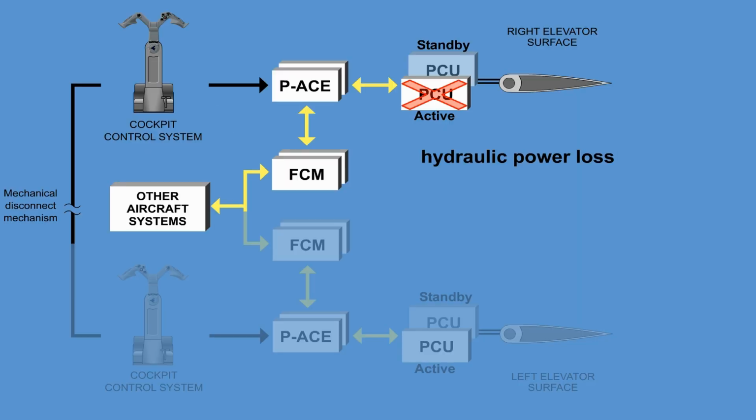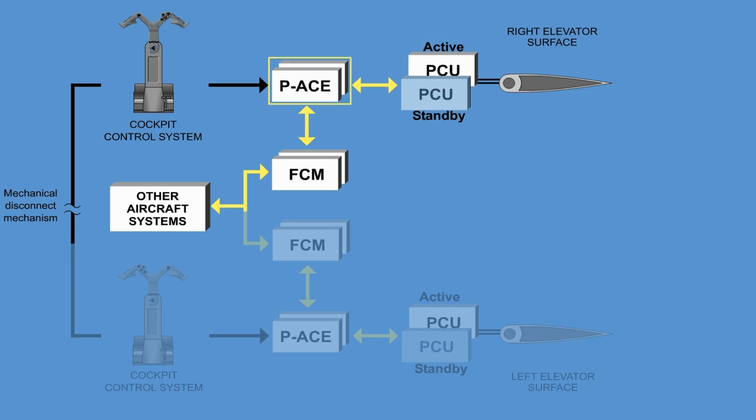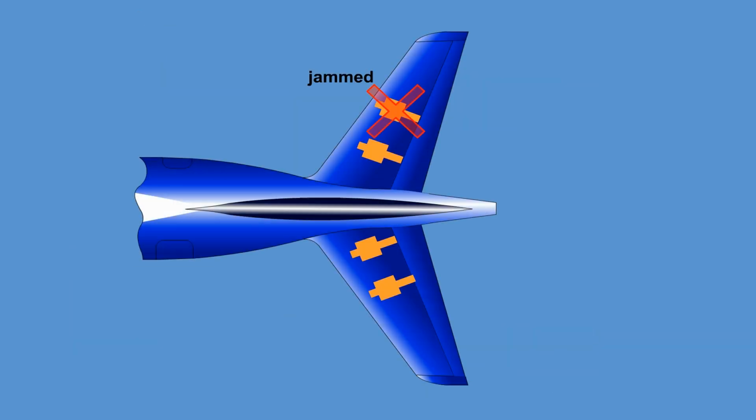A loss of the hydraulic supply to either one of the PCUs is immediately detected by the pressure sensor in the PCU, and control is automatically switched to the other PCU. A PCU failure will be detected by the primary ACE, resulting in the shutdown of the failed PCU. Control of the surface will be automatically transferred to the other PCU. If a jam in one of the elevator PCUs is detected, the respective elevator surface will remain fixed at the position where the jam occurred. The pilot will be able to control the aircraft using the remaining elevator.